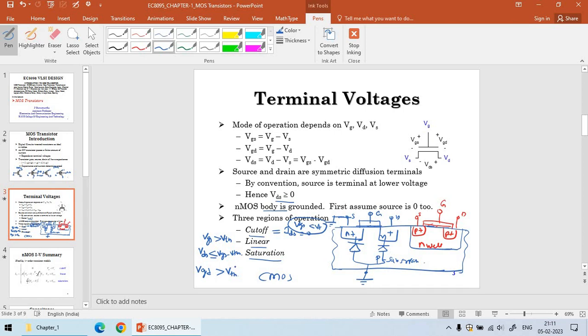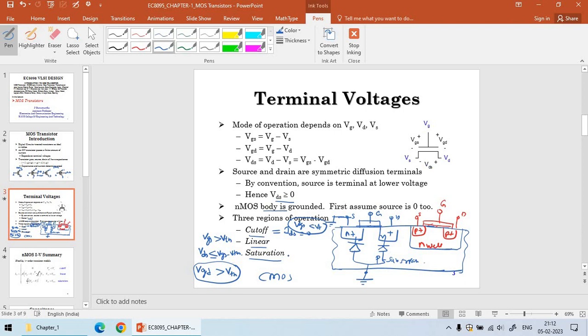What is the meaning of VGD? It is the voltage difference between gate and drain. If the voltage difference between gate and drain differs by VTN, then the device is going to operate in linear region. It says that my gate potential is greater than drain potential by a threshold voltage, then the device is going to operate in linear region. That is what is being represented in this diagram: VGS, VGD and VDS, the potential difference between drain and source.